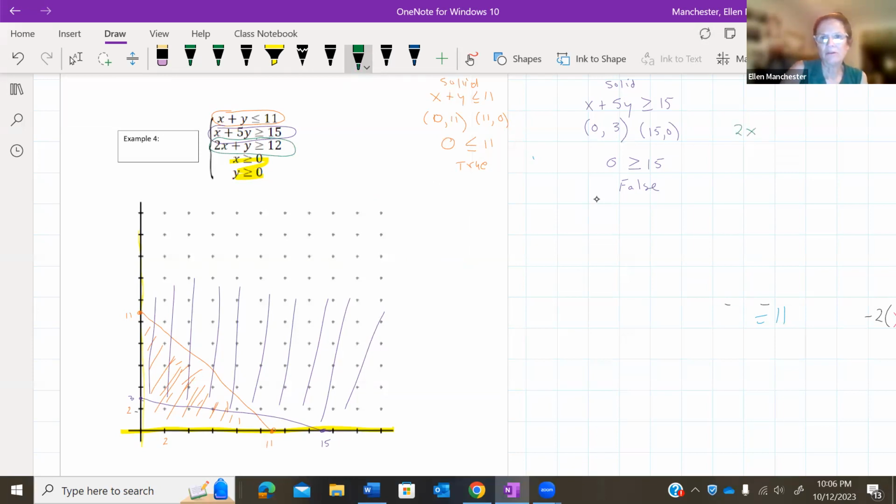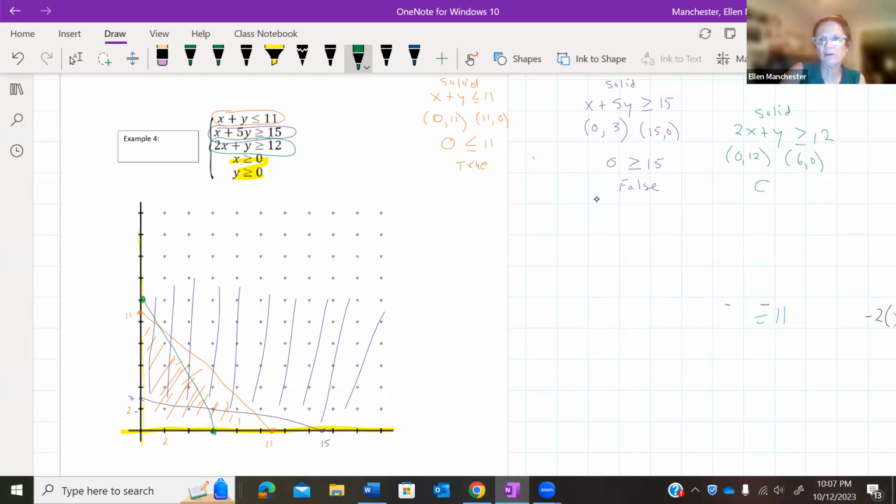So I have 2x plus y greater than or equal to 12. Okay, so I know it's a solid line. I'm going to get my intercepts. I'm going to cover up the x and I get y is 12. Cover up the y and I get x is 6. So 0, 12, there's 11, there's 12. Here is 2, 4, here's 6. Connect the dots.